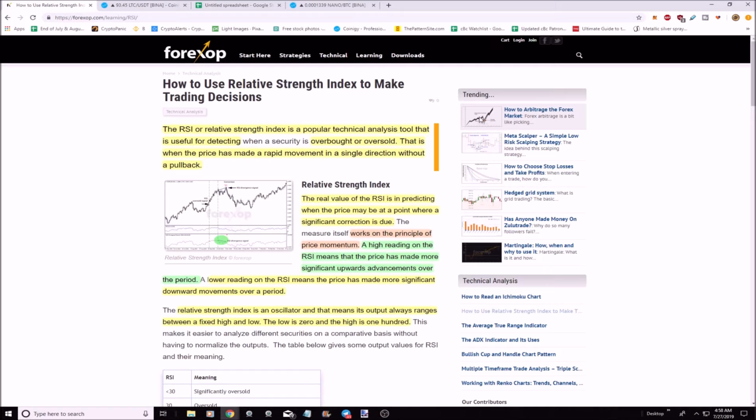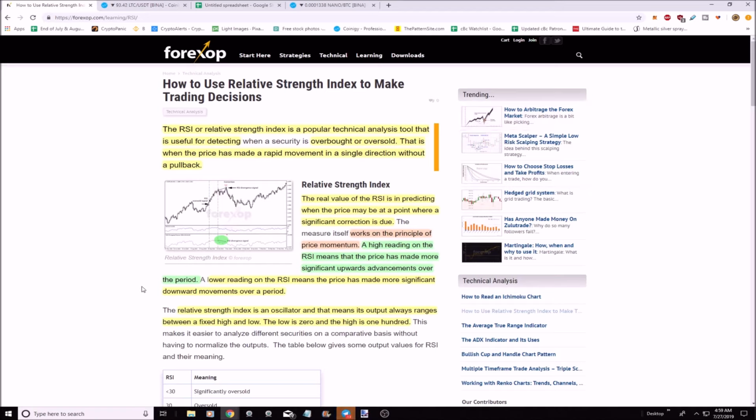A high reading on the RSI means that it's had a significant upward movement over a given period. A lower reading on the RSI means that the price has made more significant downward movements over a period. If it's basically at the top of the RSI, it is overbought. If it's at the bottom, it is oversold. I'll explain that to you.